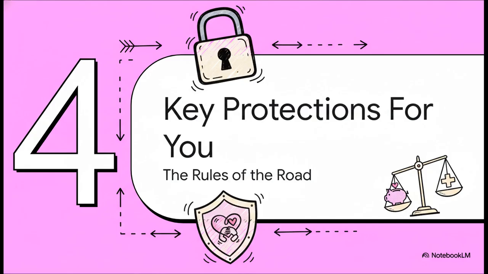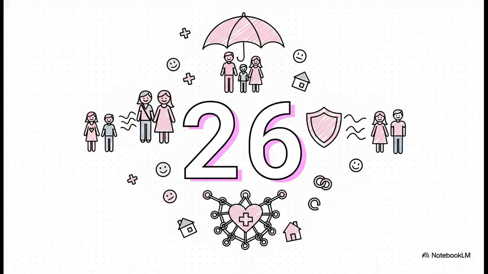All right, so beyond just the plans and the costs, the ACA also put some major new rules in place to protect consumers. Let's take a look at a few of the really big ones. This number was a game changer for millions of families. 26. That's the age that young adults can stay on a parent's health insurance plan. It created a really important safety net for a lot of people just starting out.